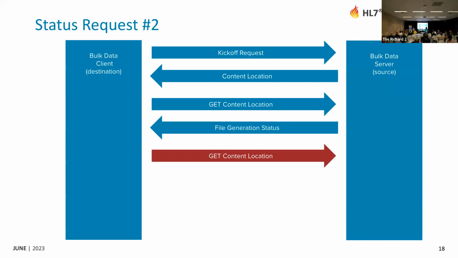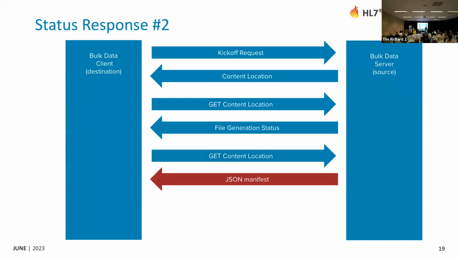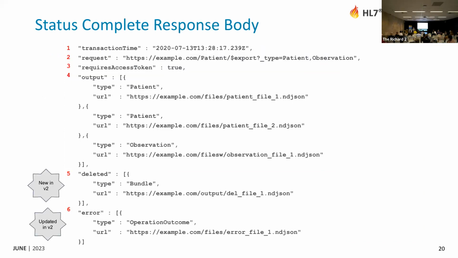So let's say we wait our 2 minutes here and we make another request to, again, the same status URL location. We'll get back a response. If the request was still in progress, we'd get another in progress response. But here we're done. So what we do is we get back a status complete manifest. So this tells us that the request is done and also some metadata and then our files.